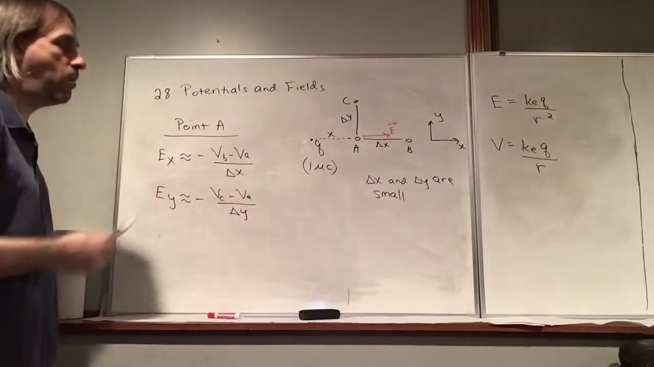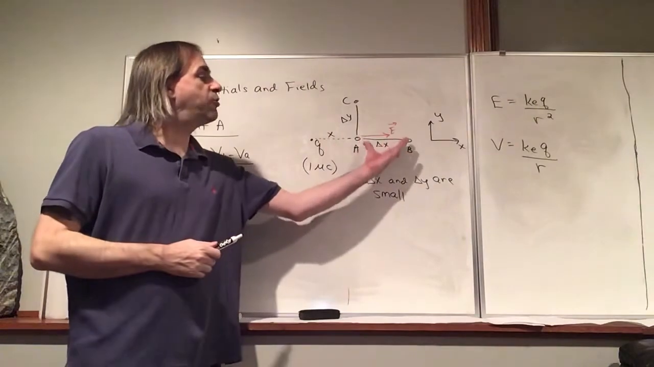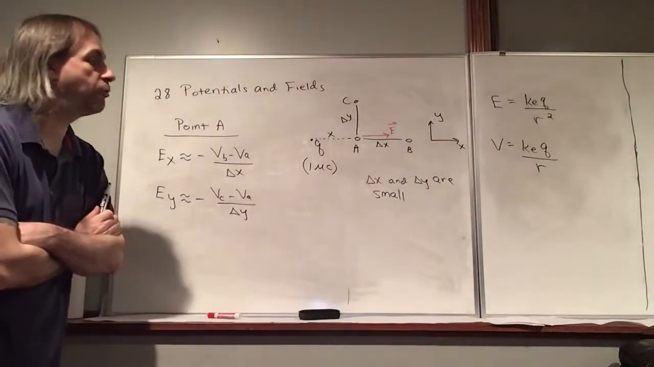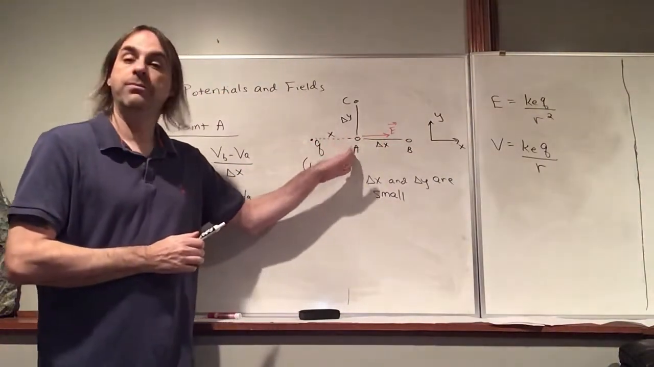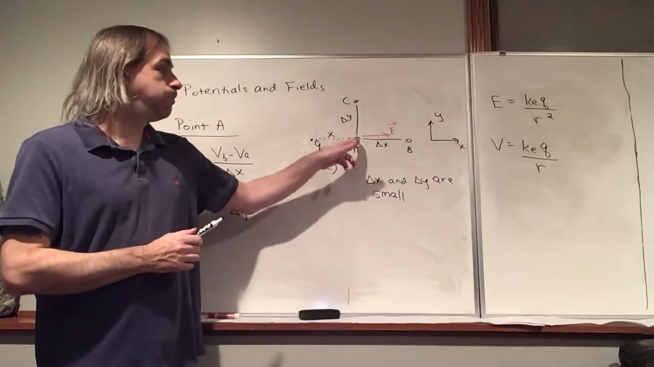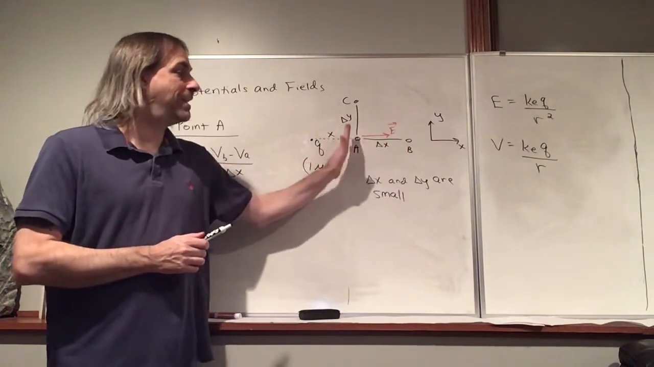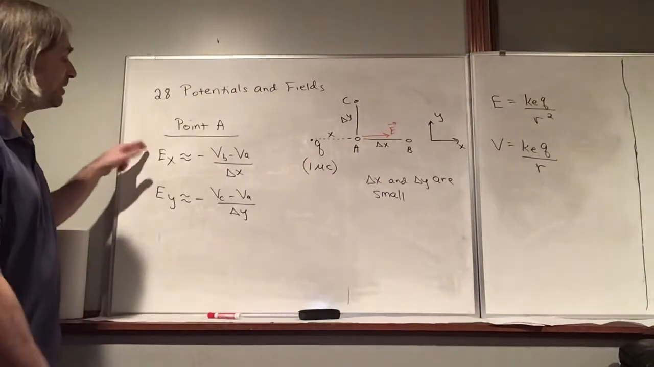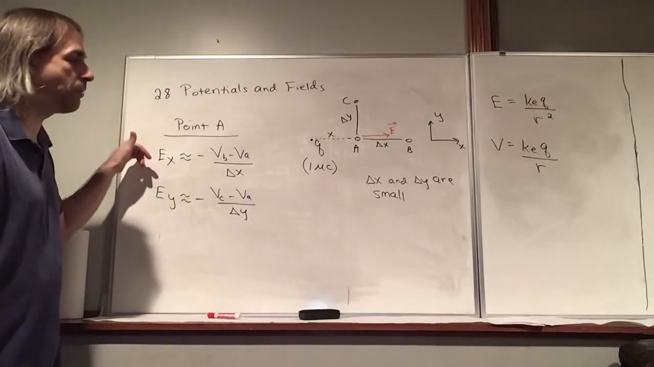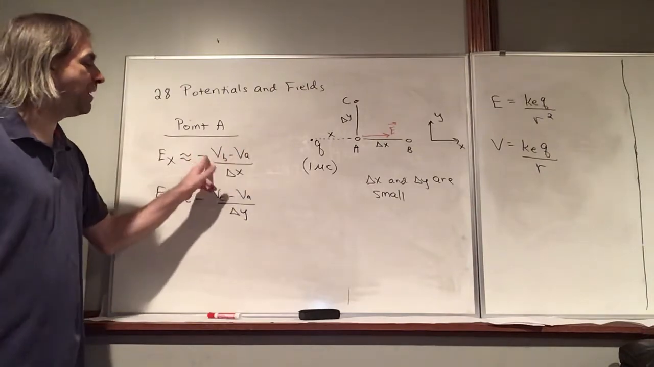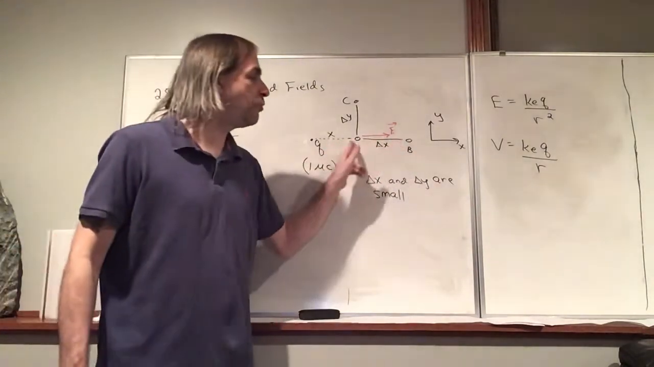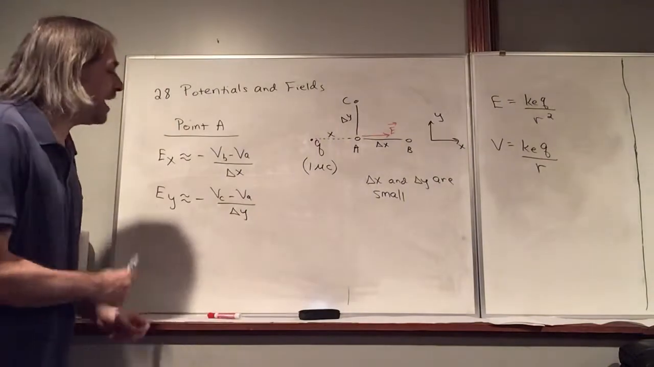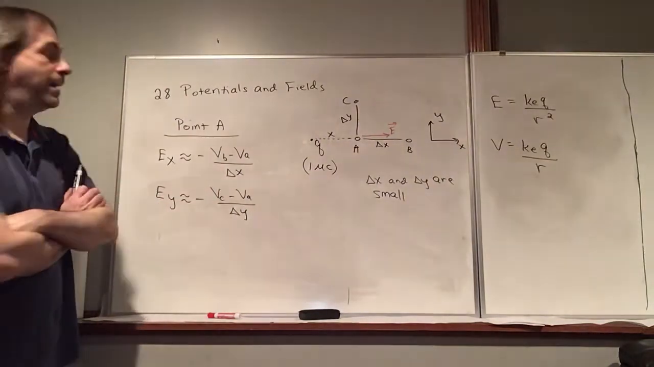So basically what we're looking at is changes in electric potential, say in the x direction. Point B is a distance delta x in the x direction. What I'm saying here is that the electric field in the x direction is related to the difference in potential between these two points divided by that magnitude delta x.